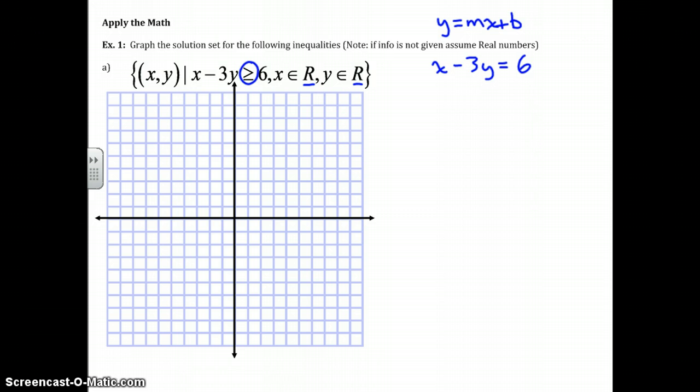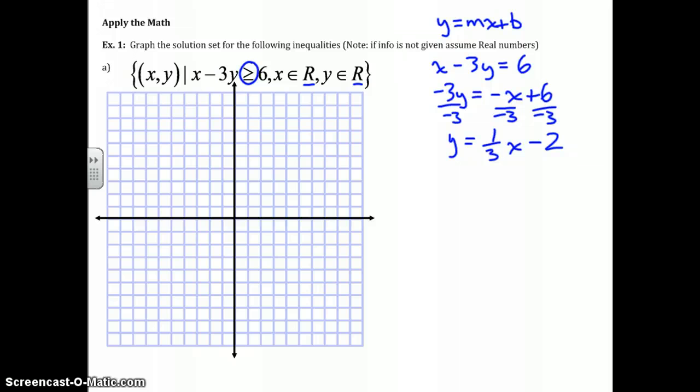So to get this equation into y equals mx plus b, we need to get the y by itself. So the first thing I do is subtract the x to the other side of the equal sign. Next thing I do is divide out that negative 3, and remember to do that to all the terms, so we get y equals 1/3 x minus 2. So that became positive 1/3 because we had a negative divided by a negative.